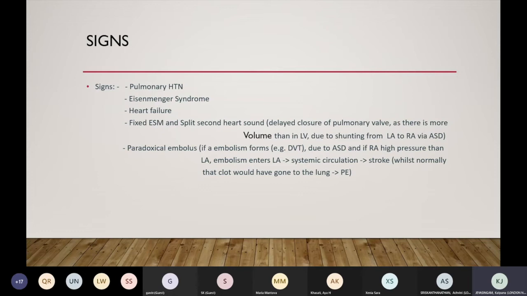If it is large enough, it can actually cause pulmonary hypertension because of the hole being open. There's blood volume being pumped from the left atrium to the right atrium on top of the normal volume that is returning to the right atrium anyway.